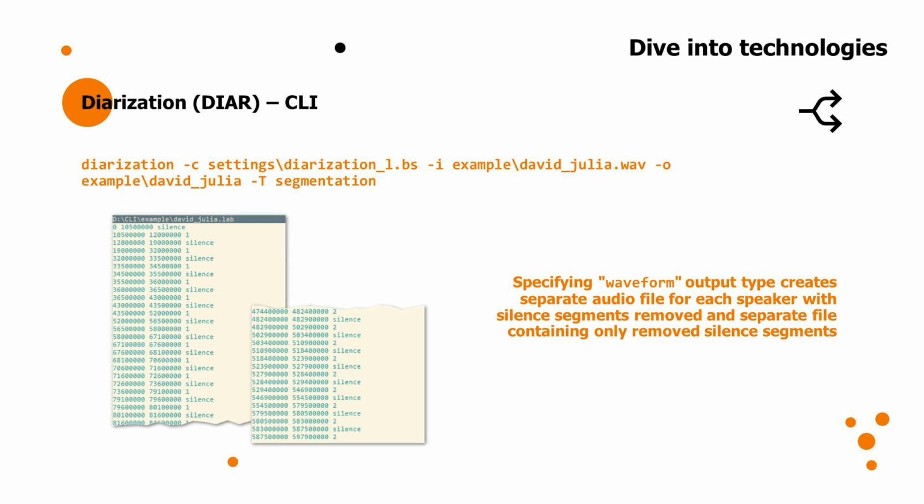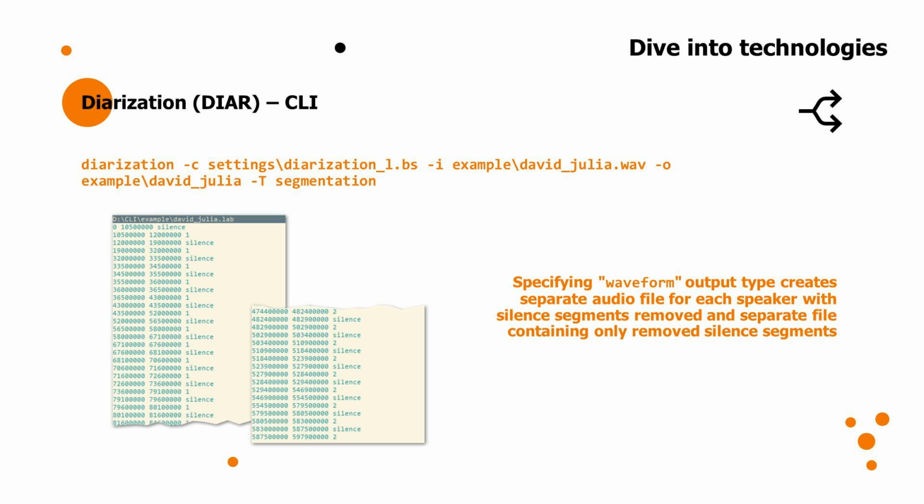This is how you run diarization in command line. The executable name is Diarization, and you need to provide the 3 mandatory parameters plus a type of required output. -C option with path to configuration file, then -I with path to the input file to be processed, -O with path and base name without extension of the output file to be created, and -T with required output type, a segmentation or waveform. Other available parameters are listed when running the executable with -H parameter or without parameters.